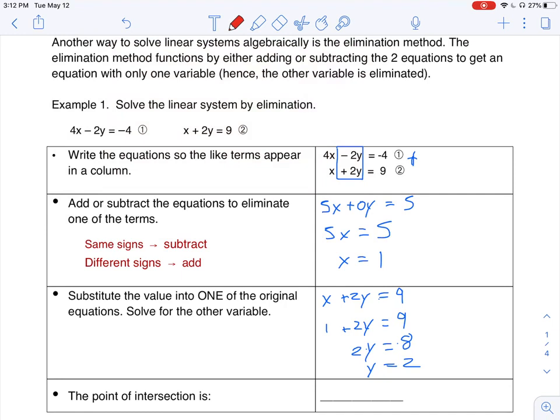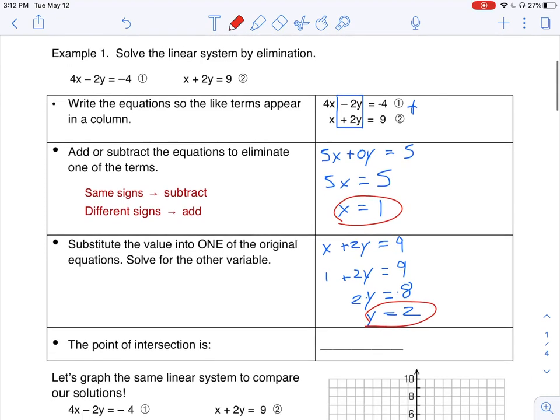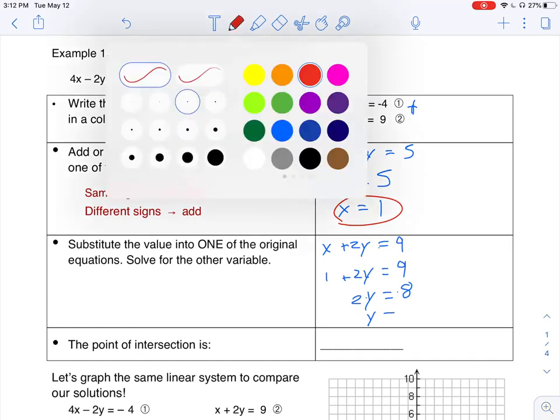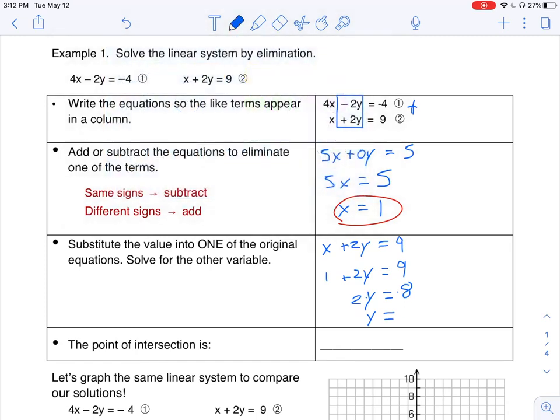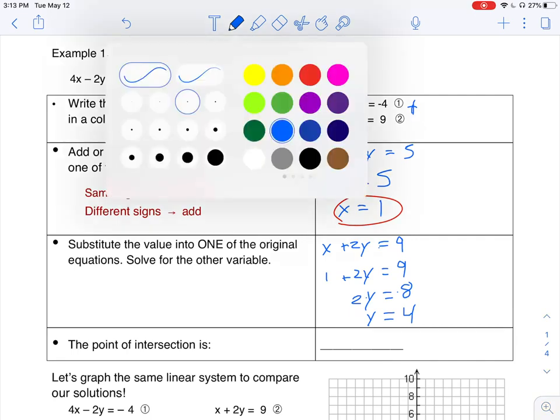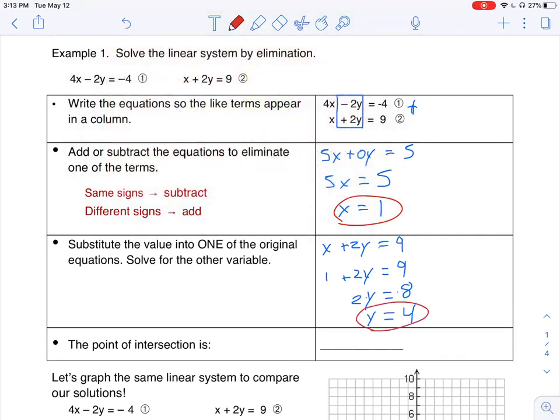So I have my x value and I have my y value. So my point of intersection, sorry, that's not 2, that should be 4. Y is equal to, my fault, 4. There we go. So my point of intersection is (1, 4).